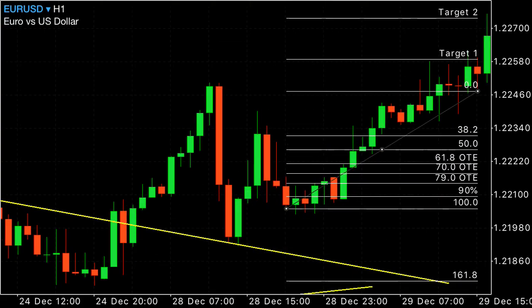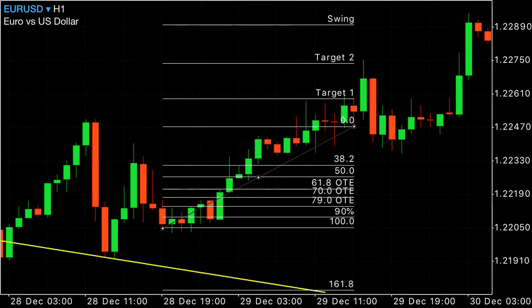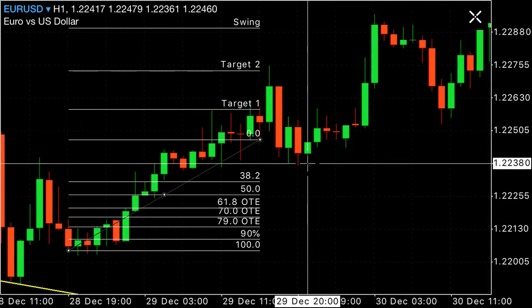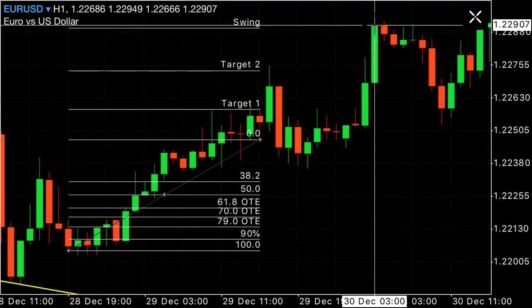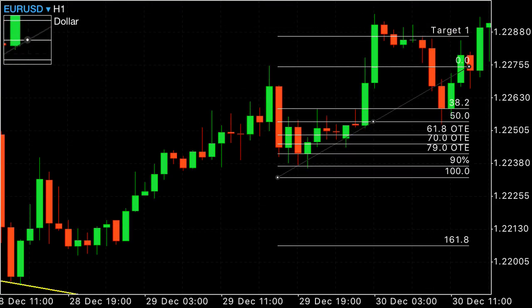So we move the fib along. We are still in an uptrend. Price is still moving up. Then we have this big movement. So we have a swing low here to swing high. And let's see if this is an optimal trade entry.